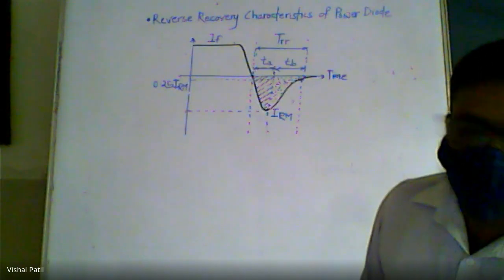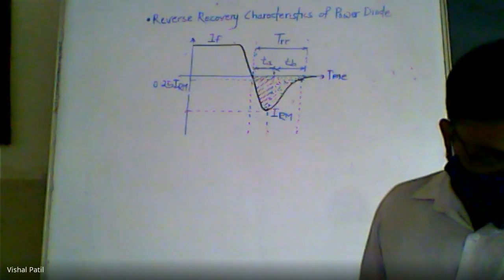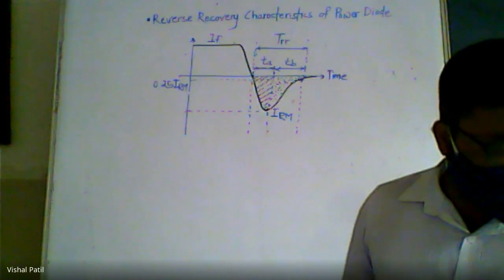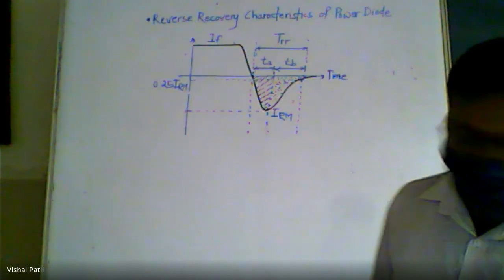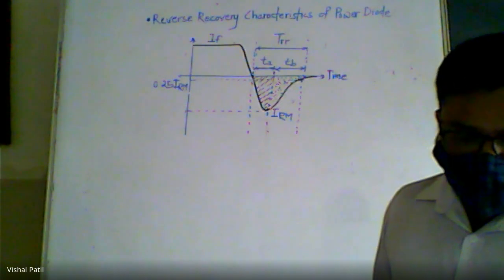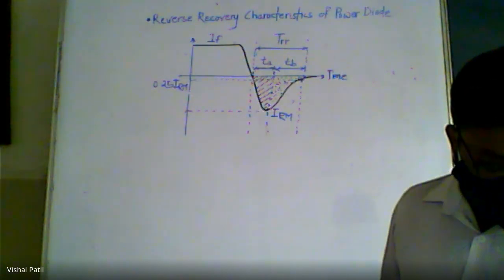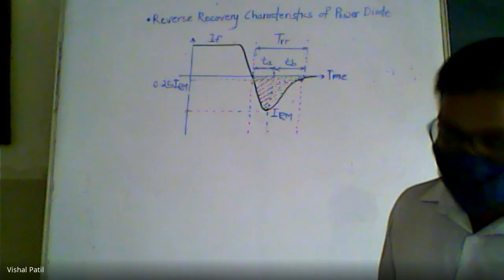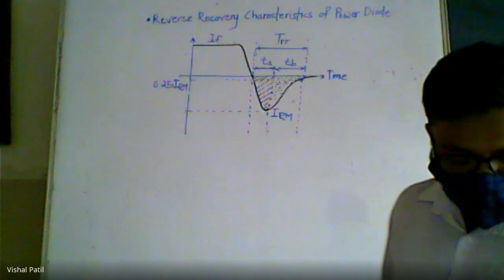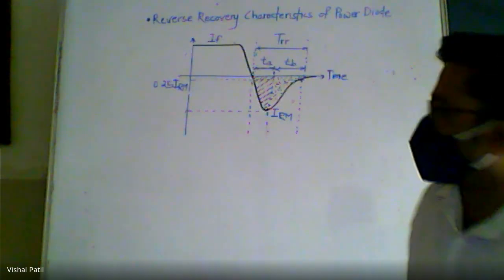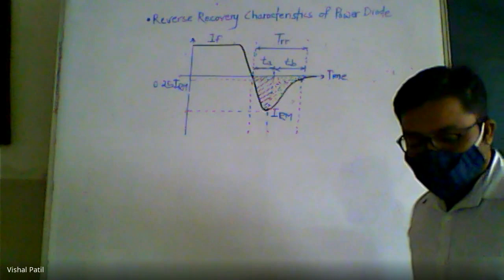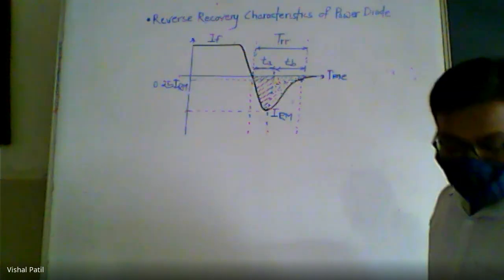The last lecture for power diodes, we have seen the VI characteristics. Now, the power diodes have another type of characteristics which are called reverse recovery characteristics.